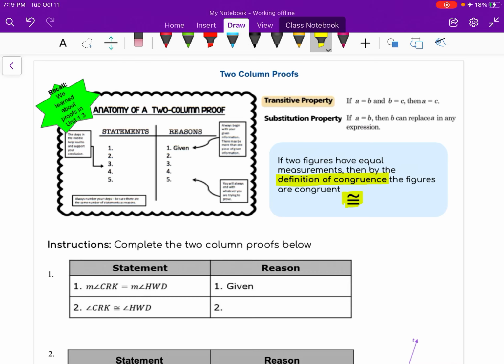For example, if we look at the proof in question number 1, you'll notice that statement 1 and 2 are pretty much identical. The only difference is that statement 1 goes from equal to congruent. Because of this, we can use the definition of congruence as our reason. And that completes the proof for question number 1.